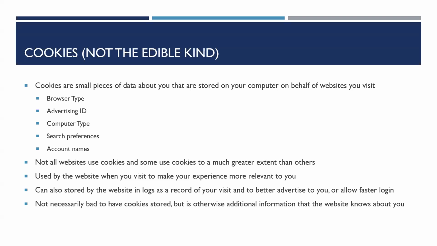So a cookie is going to store things like browser type, advertising ID, computer type, search preferences, account names. It makes it easier to log in. Maybe it stores your account name so you don't have to type it in every time. That all results in an easy experience for you. So from the website's perspective, it's great. They can have a little bit of information to track you and you can have a better website experience.